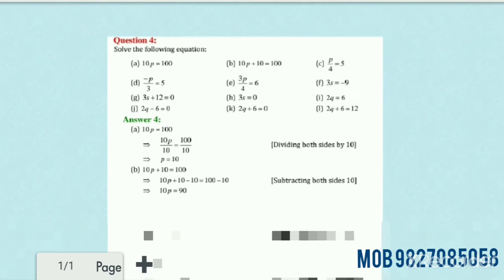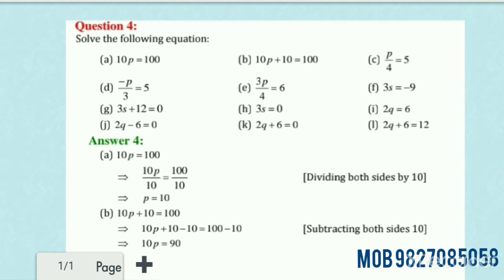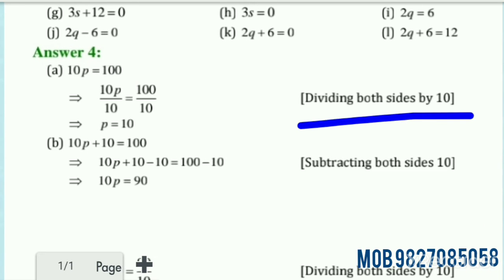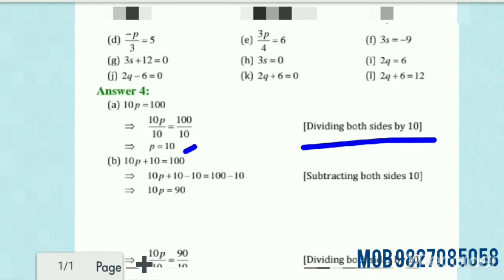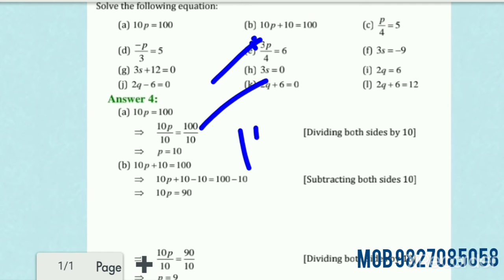Now question number 4, again the same as question number 3. Firstly, question number 1 is 10p is equal to 100. Here 10 is in the form of multiply, so the opposite of multiply is division, so we have to divide by 10 on both sides. Then the value of p is 10. Same for all questions, that is a mixed question. For example, question number 2: here firstly we have to subtract 10, because we have to remove 10 first. After that, remove 10 from p, so we have to divide.